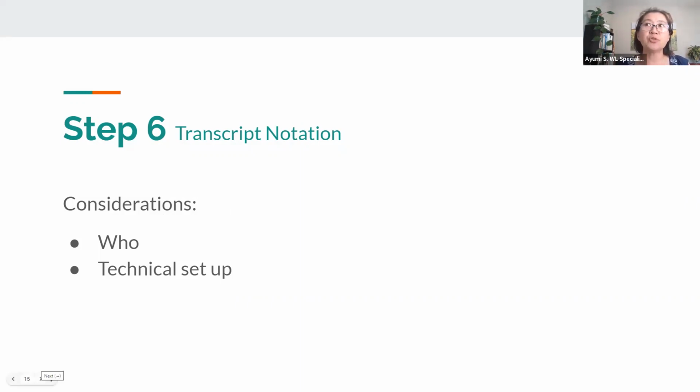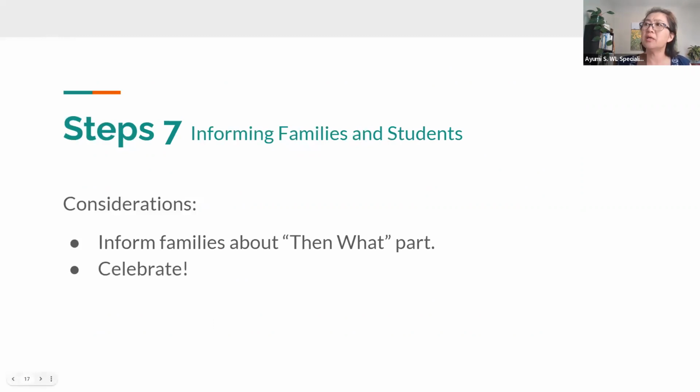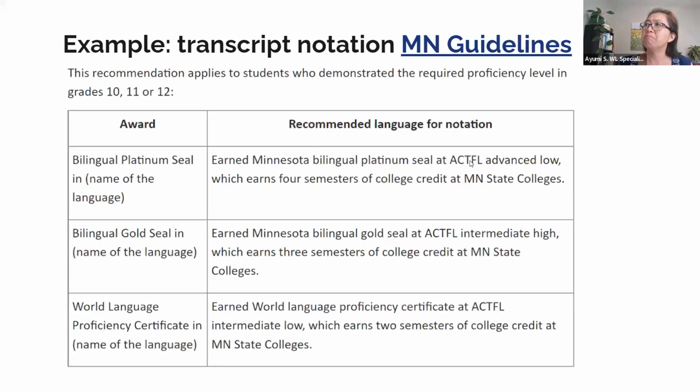And then I'm not sure if other states require the transcript notation, but in Minnesota, it is required. So I have the Minnesota guidelines in terms of what language to use. The recommended guideline has the name of the award and ACTFL's proficiency level. But as a recommendation, we added "which earns 4 semesters of college credit at the Minnesota State Colleges."